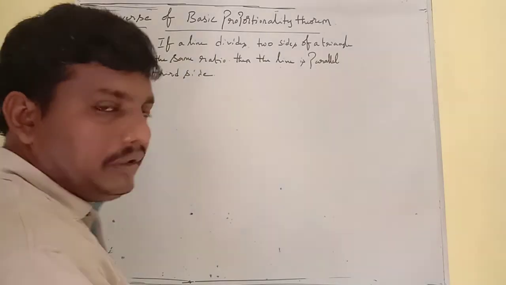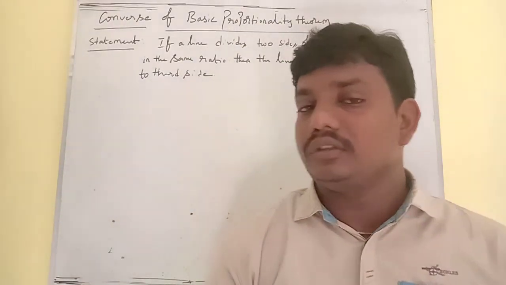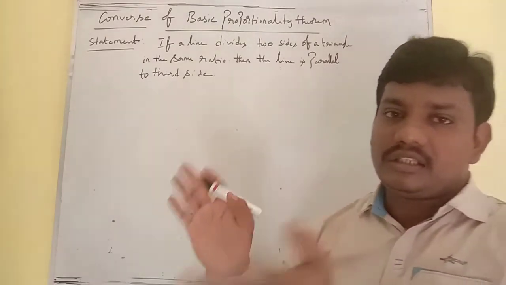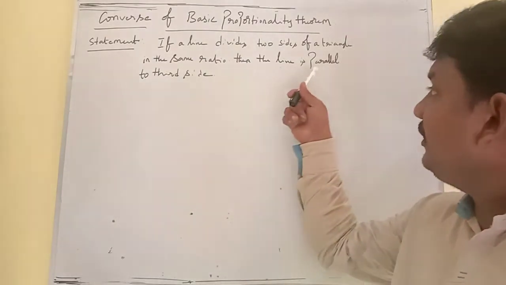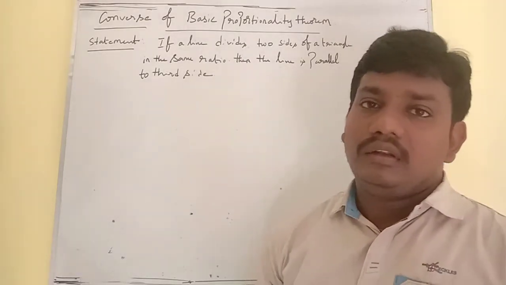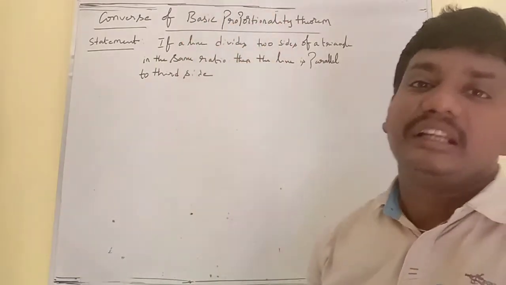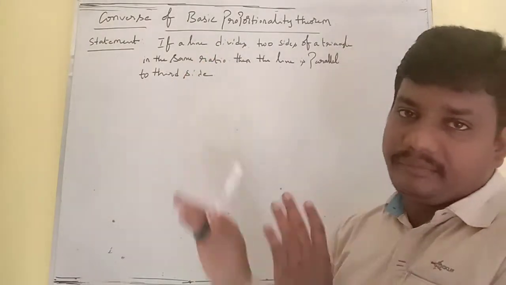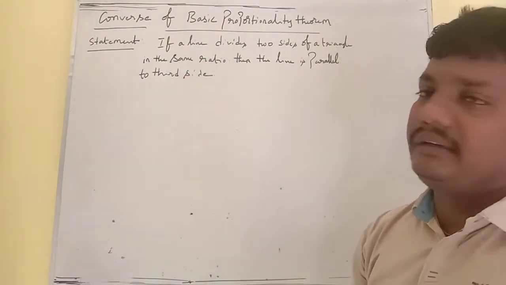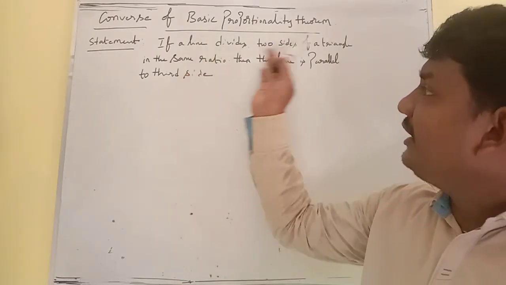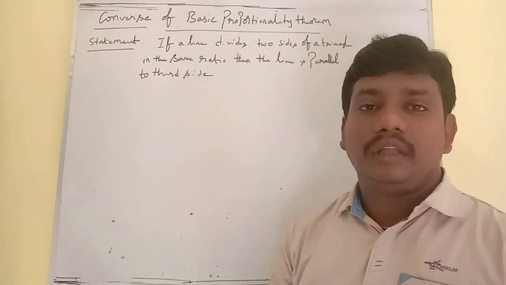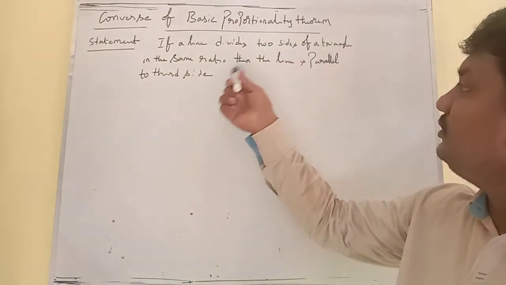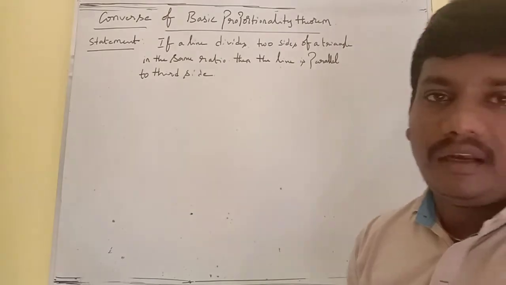So this is the statement of the converse of the basic proportionality theorem. In the basic proportionality theorem, if a line is drawn parallel to one side, that line divides the other two sides in the same ratio. Whereas the converse is the reverse of the statement. If a line divides two sides in the same ratio, then the third side is parallel to that given line, or that given line is parallel to the third side.